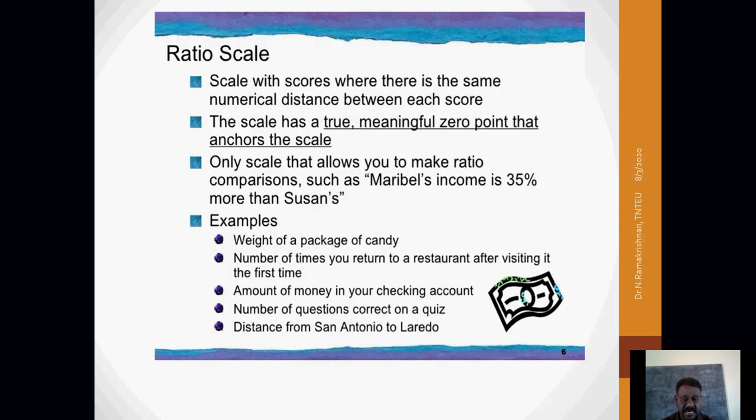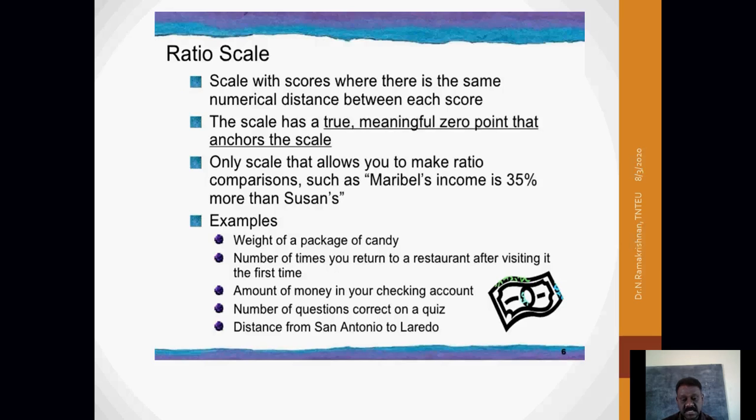Examples: weight of a package of candy, how much weight it has. Number of times you return to a restaurant after visiting it the first time, how many times you have visited this restaurant. That is also counted. Then amount of money in your checking account, how much you have in your account. Definitely it starts from 0. Number of questions correct on a quiz. There is no value below 0 in a quiz. So the number of questions you have correct on a quiz is also ratio scale.